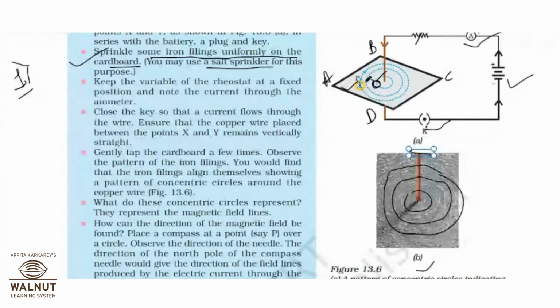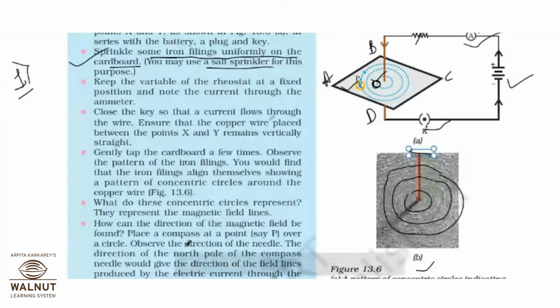In which of the locations will you find the deflection more? When the compass is placed close to the wire or when it is away from the wire? In which case can you feel the deflection to be more? Close to the wire. Why? Why so? Yes, because electric current is flowing and there the field is much stronger. The magnetic field is much stronger over this point than at the point when you move far away from that.